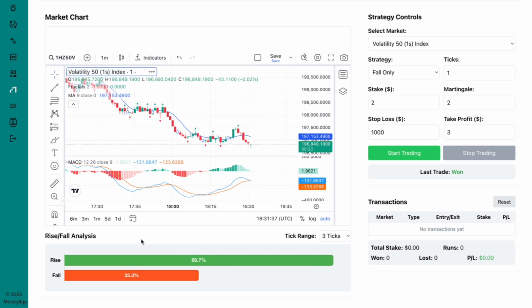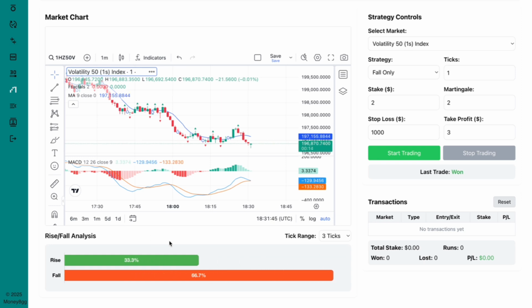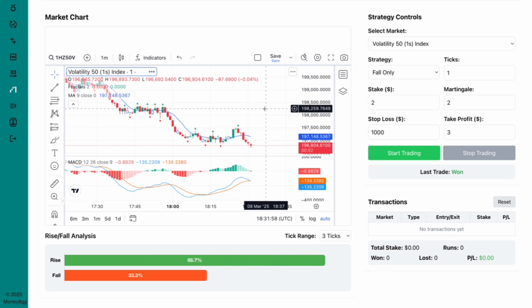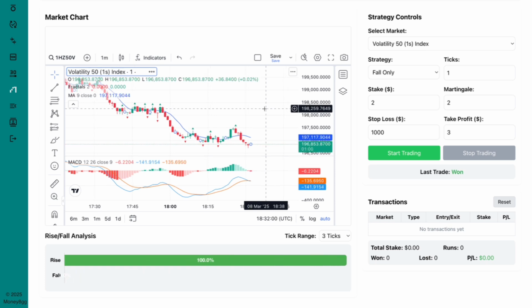So the reason rise and fall this analysis changes that quickly is because it's looking at just the last three ticks. So if, for example, the first tick is 4 and then 3 and then 7, it means it rose, it fell, it rose. Like now you see, if I entered the fall, we probably would have lost. So that's why we wait.